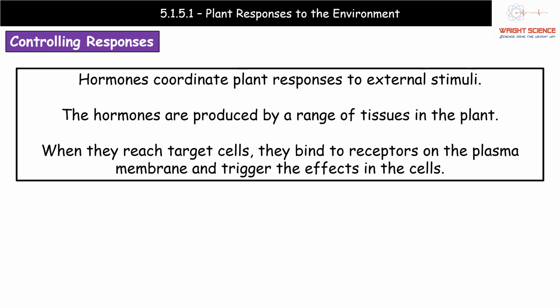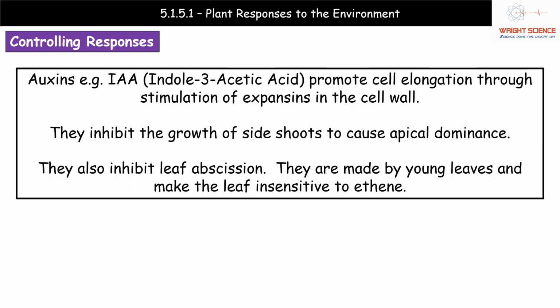And those hormones can be produced by a range of different tissues in the plant, and they work in a similar way to the hormones in us as animals. They're going to be produced by tissue, reach the target cells, bind to a receptor on the plasma membrane, and then trigger effects in those cells to bring about the desired response. So let's have a look at some examples of key plant hormones that we should be aware of for A-level biology. First one is one we have heard about back in GCSE, auxins.